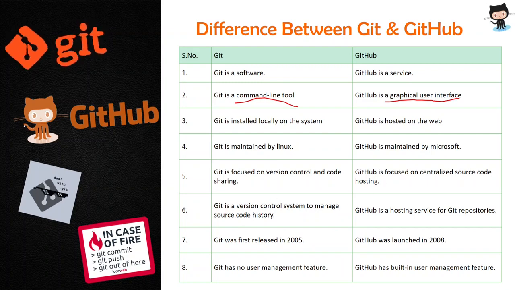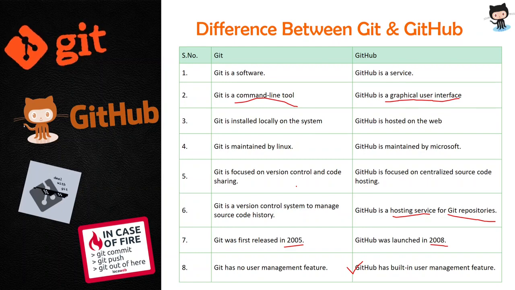Now, Git is a version control system to manage the source code history, whereas GitHub is a hosting service for Git repositories. It is just a hosting service for Git repositories, okay? And yes, Git was released in 2005, whereas GitHub was launched in 2008. And yes, Git has no user management feature, whereas GitHub has built-in user management features. This is one of the greatest features which GitHub has, okay? So this is the basic difference between Git and GitHub.